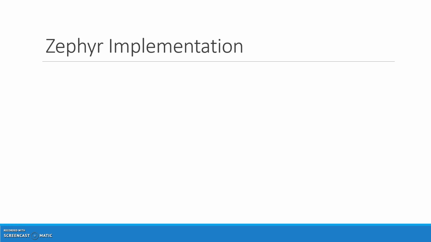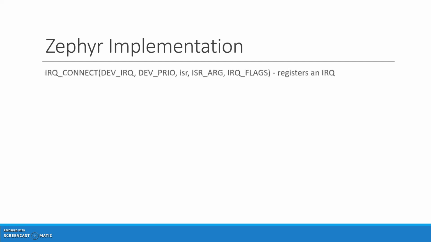Now we saw the general implementation or understanding of what ISR is. Now we're going to see the APIs and everything in terms of Zephyr. If we want to develop our own interrupt, how should we do it? First is the IRQ connect. This is going to register the IRQ with a number.